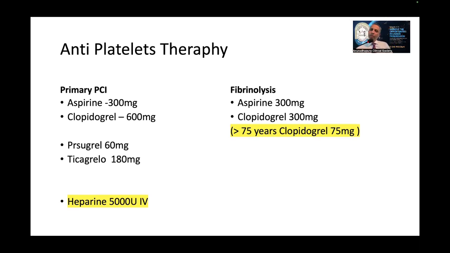If you are going for the fibrinolysis pathway, the antithrombotic treatments are aspirin 300 and clopidogrel 300 only. No prasugrel, no ticagrelor, because the bleeding risk is high. If the patient is more than 75, they now advise not to give a loading dose, only clopidogrel 75. That is the guideline, 2010, right?